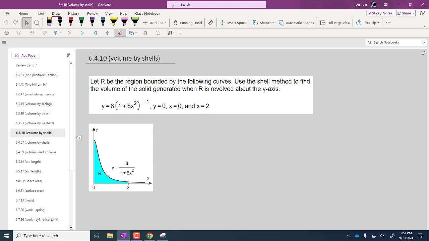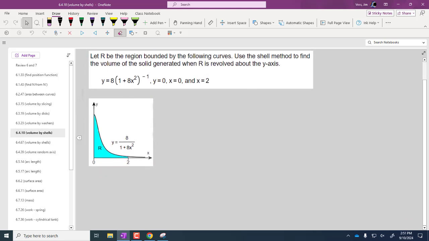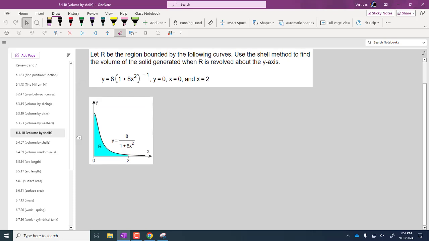Let's go ahead and do this one. We've got a picture for it. So we've got this blue region, and we're going to do a rotation around the y-axis this time. And we're told that we're going to use, I guess all they tell us is, the shell method. That's enough to know whether our element is vertical or horizontal.